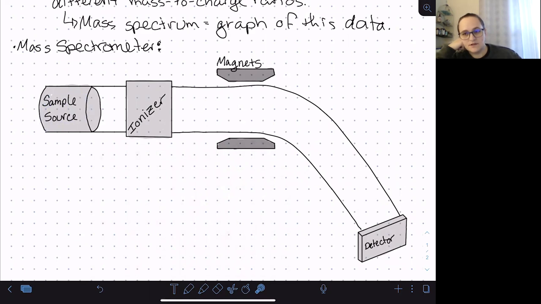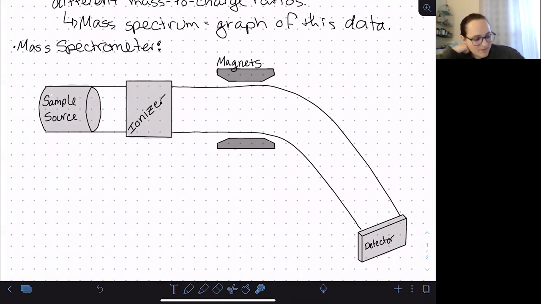For our purposes in this course, we're going to stick to elements and mixtures of elements, but mass spec can be used to analyze larger, more complicated compounds. It just gets a lot more complicated to interpret the data as well. There are literally entire courses on mass spectroscopy.